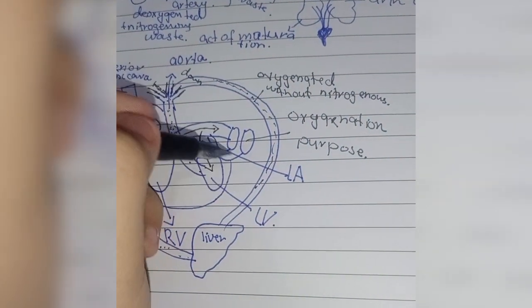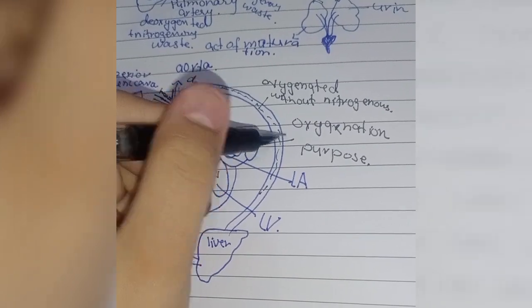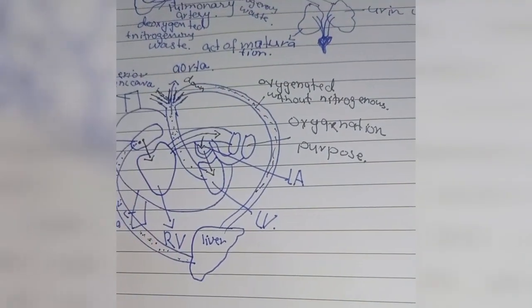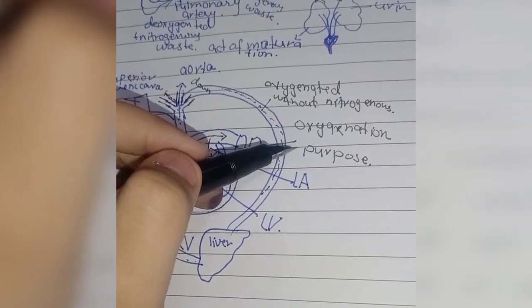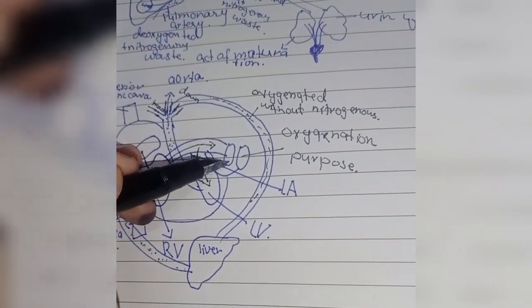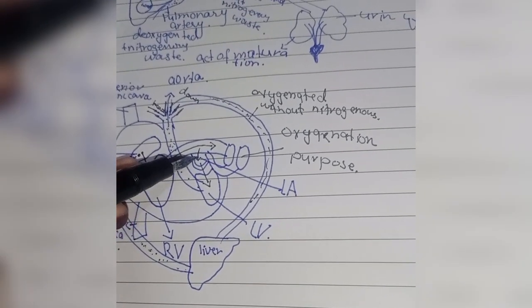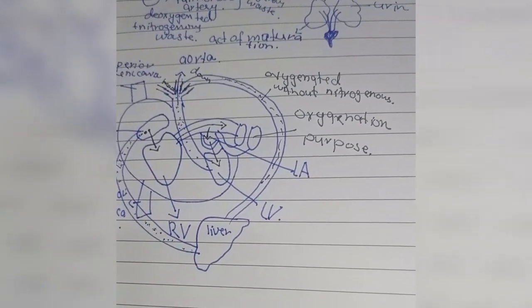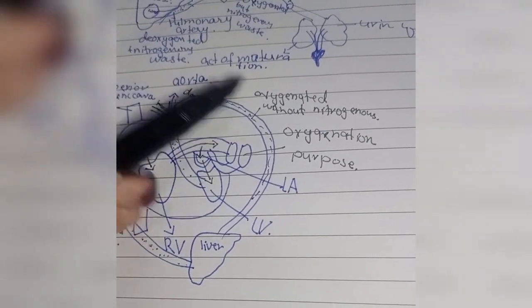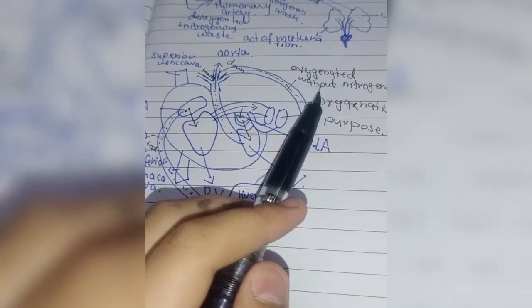In the lungs we have the alveoli, which do the work of exchange of gases, and here the respiration occurs in the lungs. The oxygenated blood goes to the left atrium, then the left ventricle, then to the whole body through the aorta, and that blood is oxygenated without nitrogenous waste.